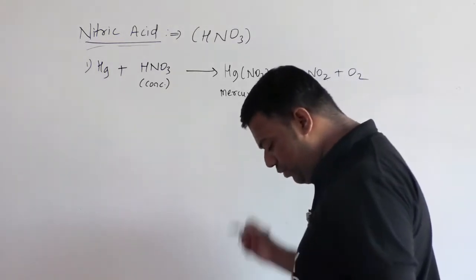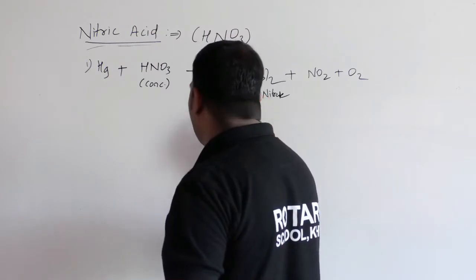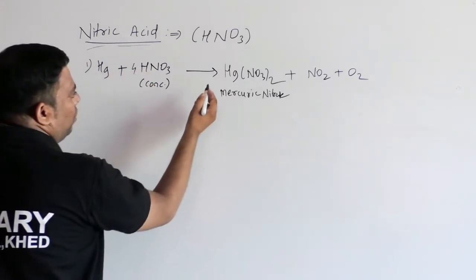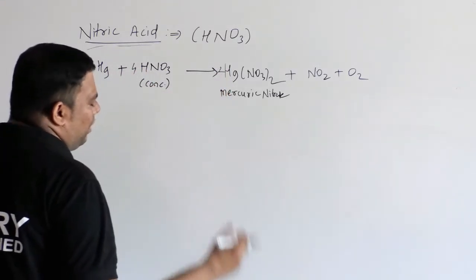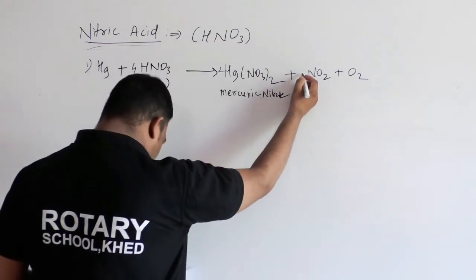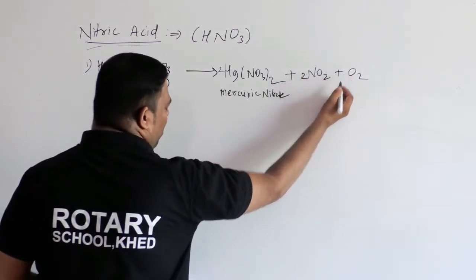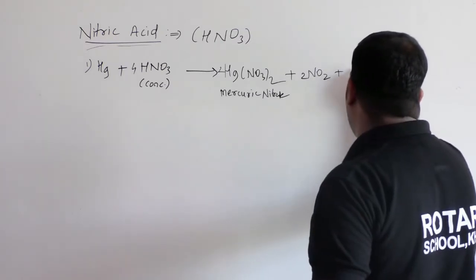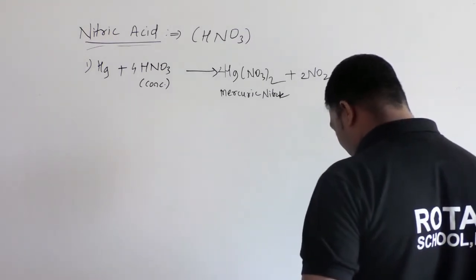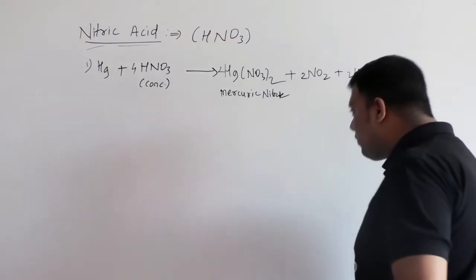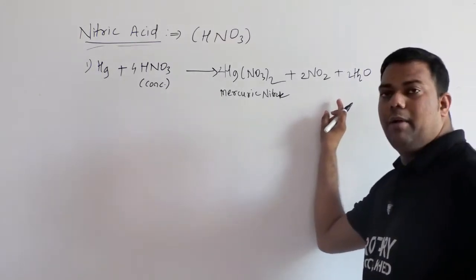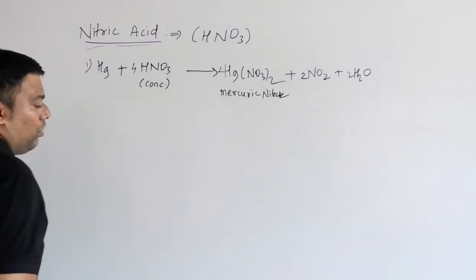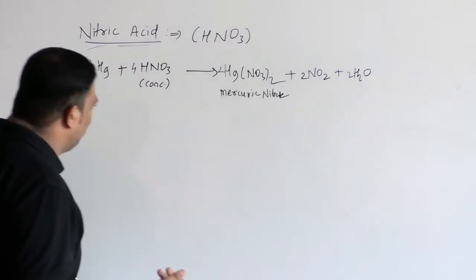Now you need to balance this. Hg(NO3)2, so here 4 HNO3, 4, and here 2, automatically it will balance. Here 2NO2, and here 2H2O. Not O2, sorry. Here, beta, H2O as a byproduct. Mercuric nitrate with these byproducts. You need to see all these, the main product along with the byproducts also.